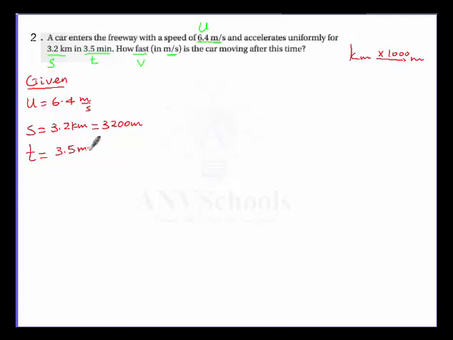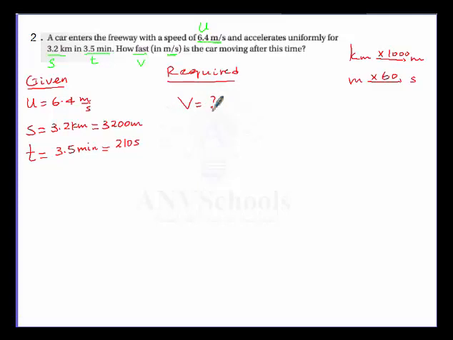And t is 3.5 minutes. Don't forget to change minutes to seconds, and when we want to change minutes to seconds, we multiply by 60. So 3.5 multiplied by 60 is equal to 210 seconds. And what else do we want to find? We are asked to find how fast, which means the final velocity of the object.